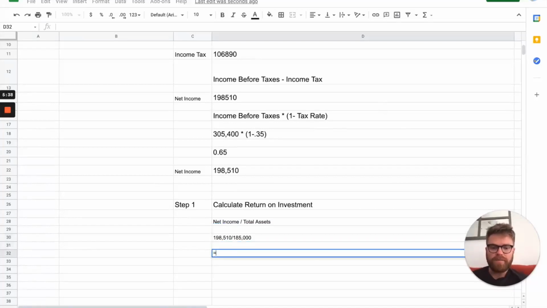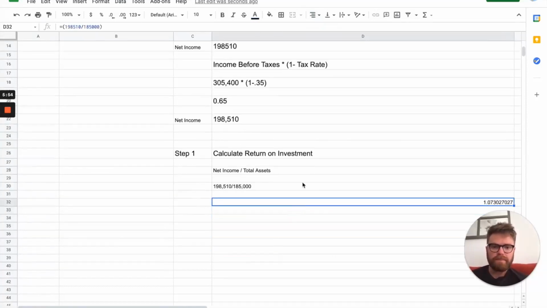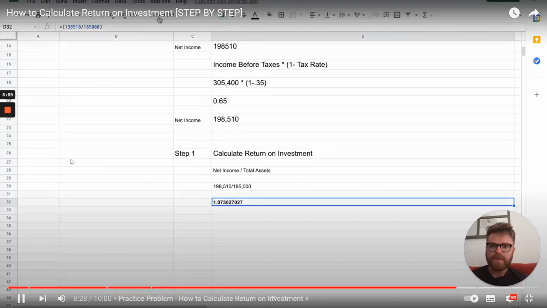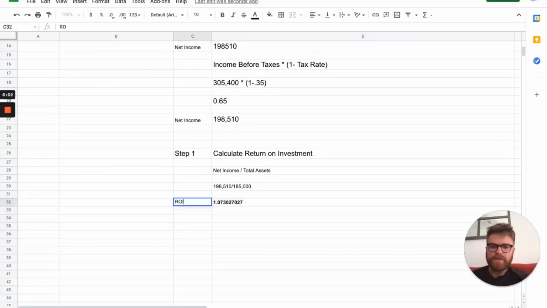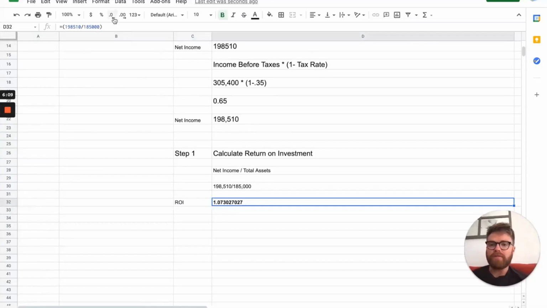And I'll do a formula. So 198,510 divided by 185,000. Make sure you get rid of the comma. There we are. And I'll move it over so you can see it. And I'll make it bold. That is your ROI, or return on investment. 1.07302, etc. We can even shorten it down further and just call it 1.07.